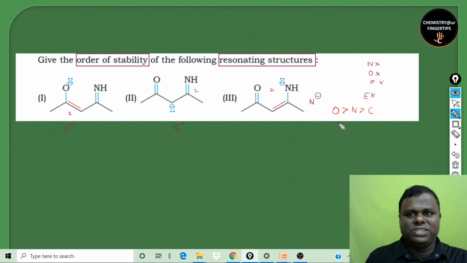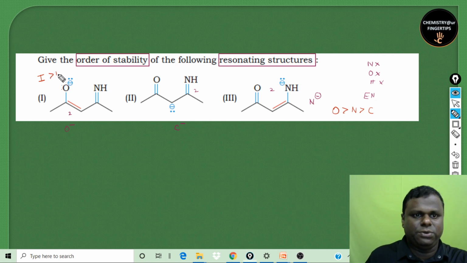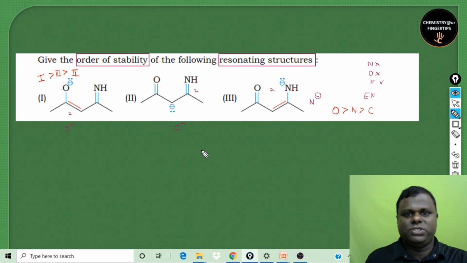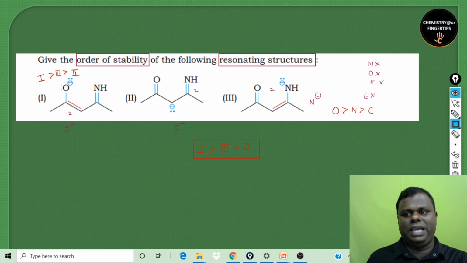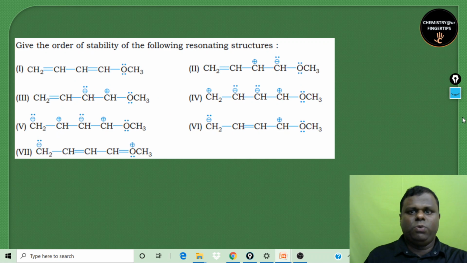So obviously the stability will follow an order. This is going to be the first one, right? And then first will be followed by third, because nitrogen is there, and then this would be followed by second, right? So let me just write it down: it's going to be 1 greater than 3, and this is in turn greater than 2, right? So this is basically the correct stability order. It's pretty much simple and easy to understand. Okay, so now let's move on to the next part.